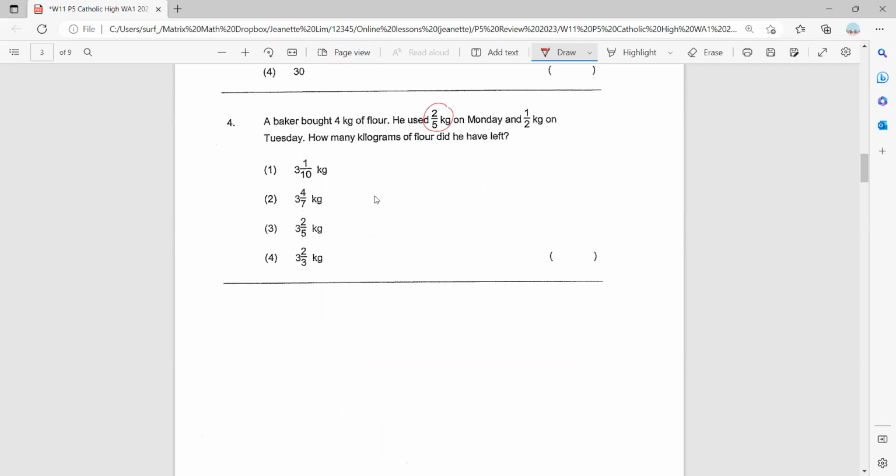Okay, let's find out how much he used first. 2/5 plus half. This one we change to over 10. So times 2, times 2, and this is times 5, times 5. So this will give us 9/10 kg. Now, how much is left? This is the amount used. He bought this much. So I need to minus off. So 4 minus 9/10.